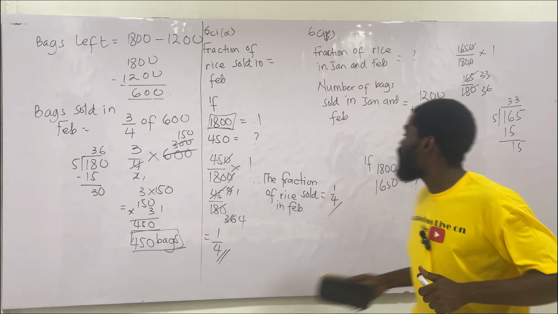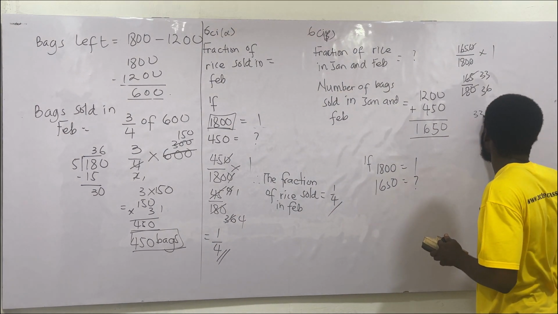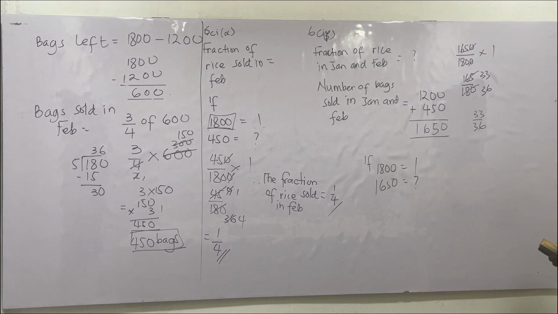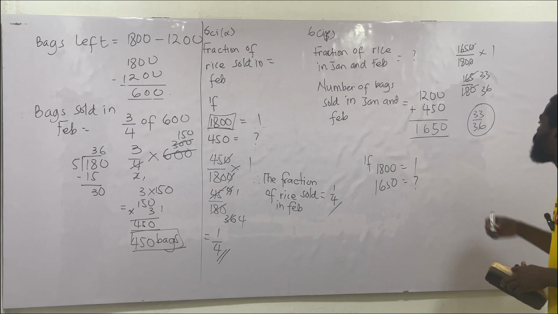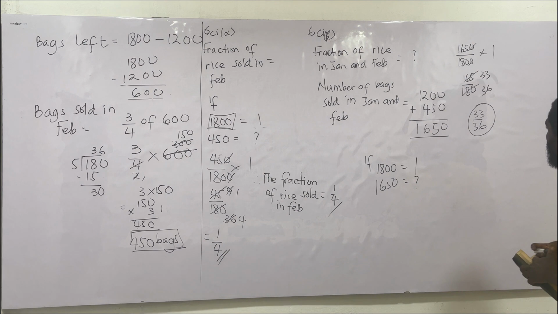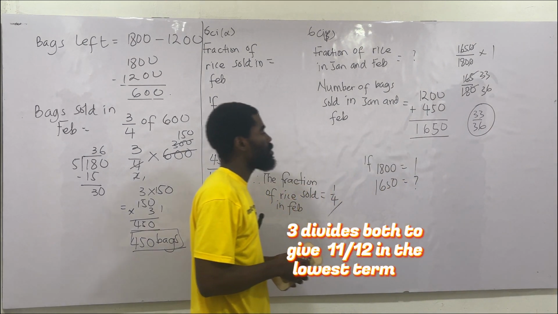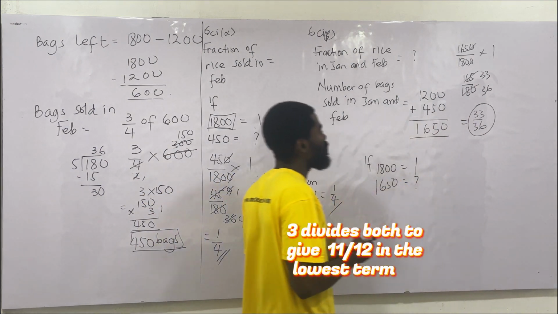So now, still on the fraction, we have 33 over 36. Now we cancel this. What am I going to cancel? There's no one to cancel this. 33 over 36. So that becomes our fraction.